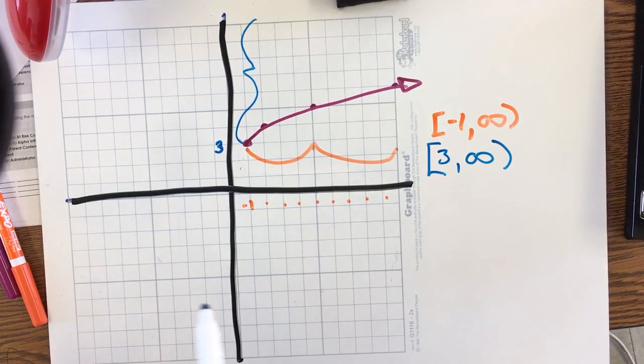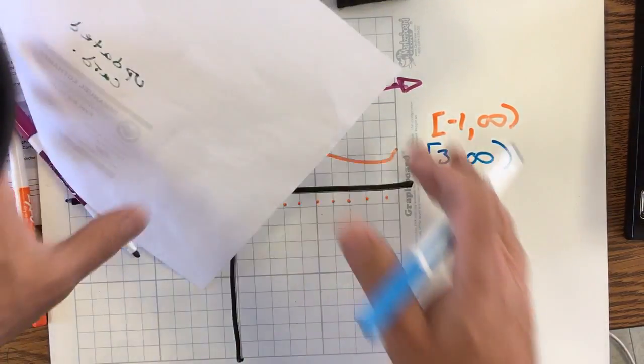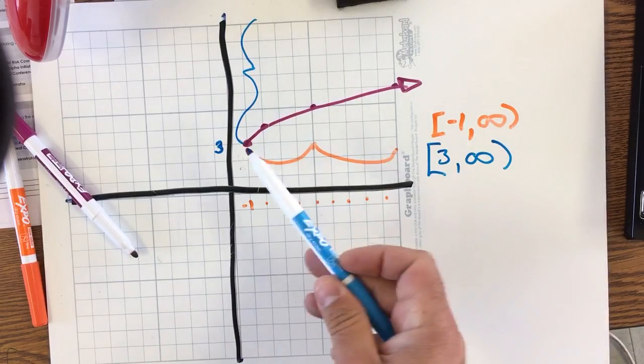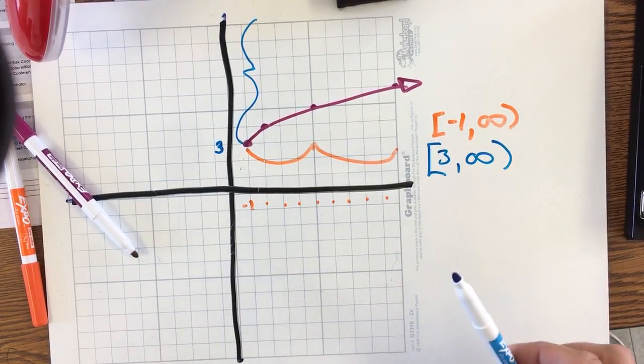Okay? So that's why it's really important that we get the first function stuff down, so that we know where we moved left and right, because that's going to control our domain and range.